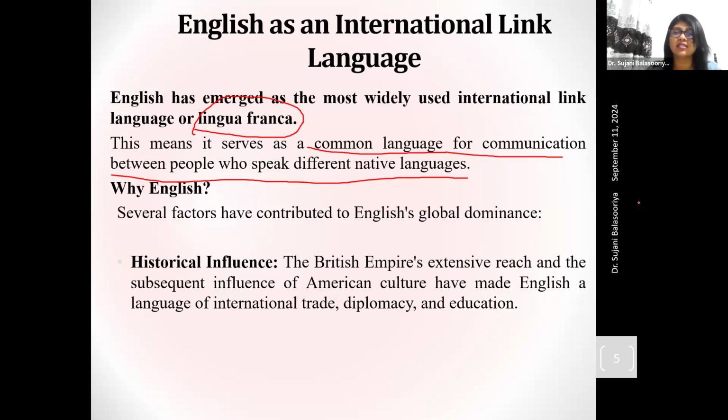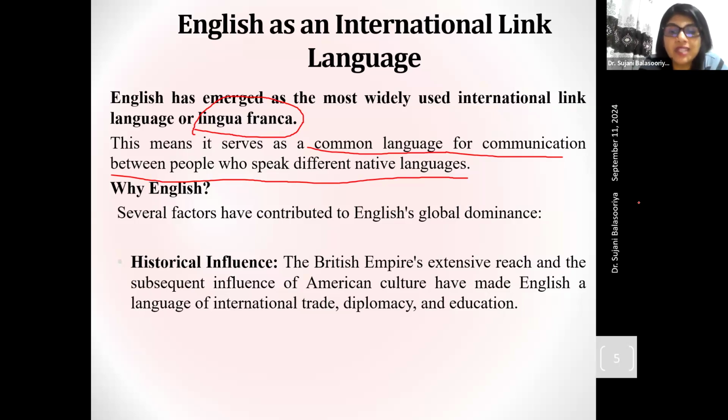There are reasons. Now we can't say, why can't we use Tamil or Sinhala as an international language, or why can't we say that Sinhala or Tamil has the power? No, they don't have that power because they don't have these kinds of qualities or factors. So let's see these factors. One is the historical influence. Okay, you know about historical influence.